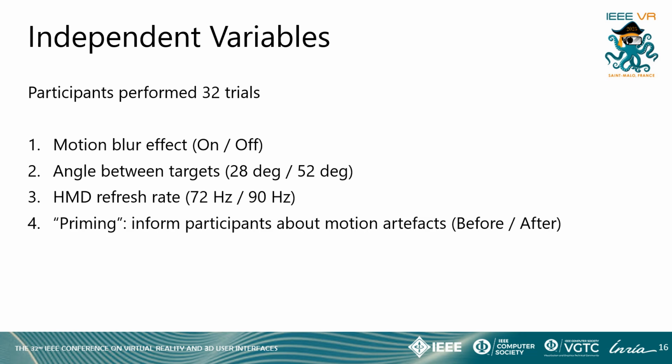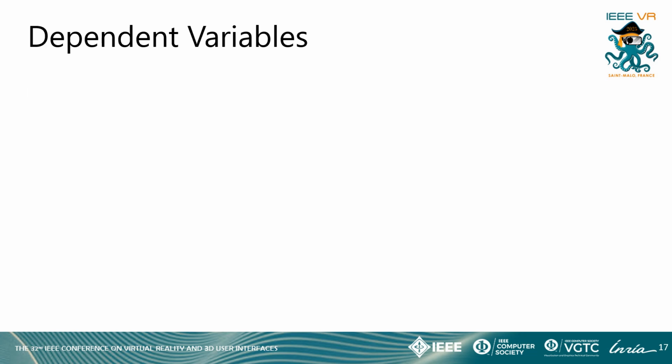Additionally, halfway through the experiment, participants were given a primer on motion artifacts that informed them about multiple image artifacts and when they might appear. Half of the trials occurred before priming and half after. Throughout the experiment, we recorded the selection time and tracked the ray and gaze movement.